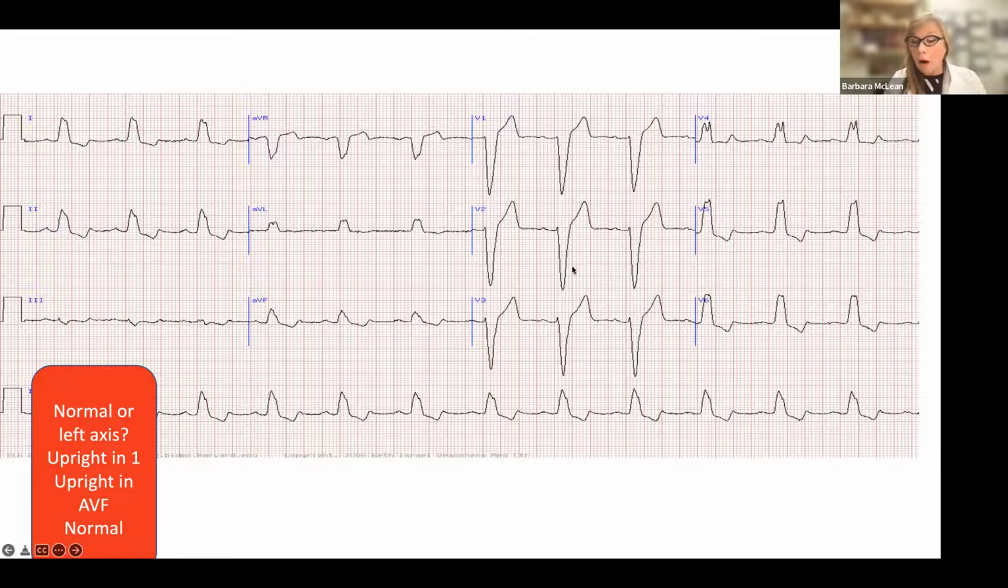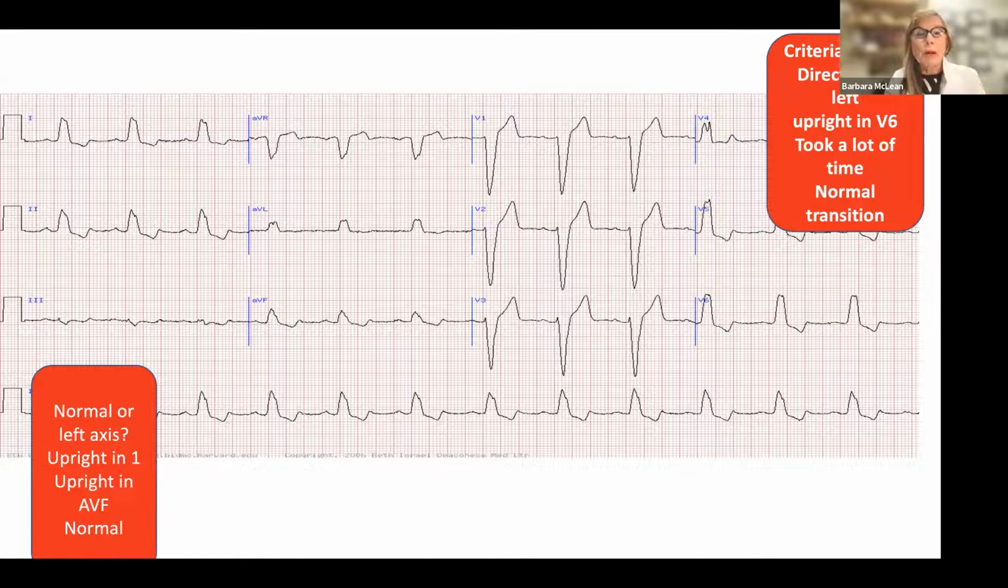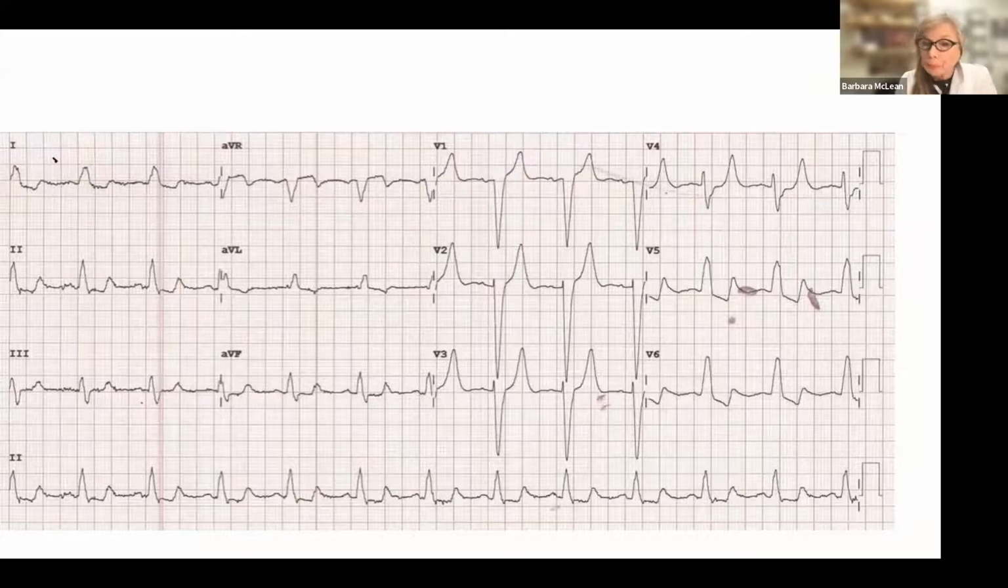Now I'm going to look at my R wave. I have a tiny, teeny R here, a tiny, teeny R here, a tiny, teeny R here. I transition in V4. It's all upright in V4, but oh my God, look how broad that is. It is so wide. So I'm meeting the criteria for a left bundle branch block. Direction to the left, upright in V6, took a lot of time. And here I have a normal transition. So, okay, the major criteria are that I am really taking a lot of time for activation and the current is to the left.